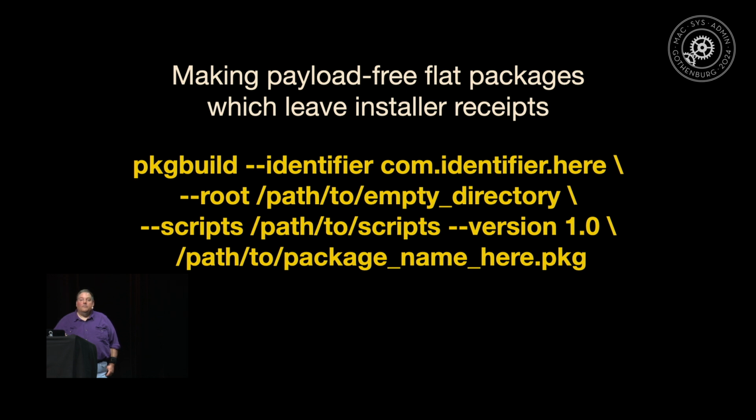However, you can make a package with package build that, while technically not payload-free, will act just like one. The key is to create an empty directory and set package build's root option to look there for files. Now, as we talked about earlier, package build's root option is used to tell package build which files to package. But since there's going to be no files in an empty directory, the package will install no files on the destination Mac, but you'll get a receipt.